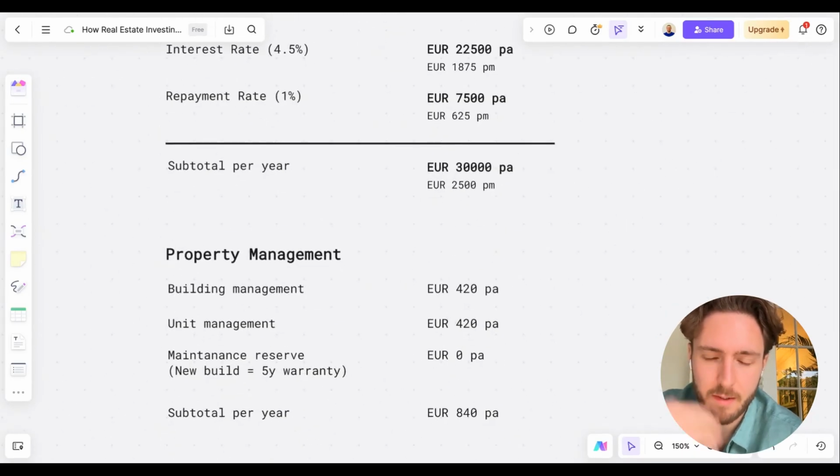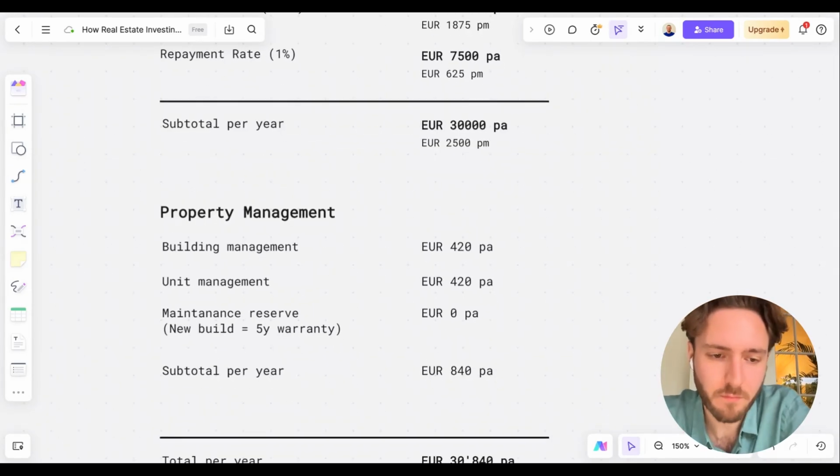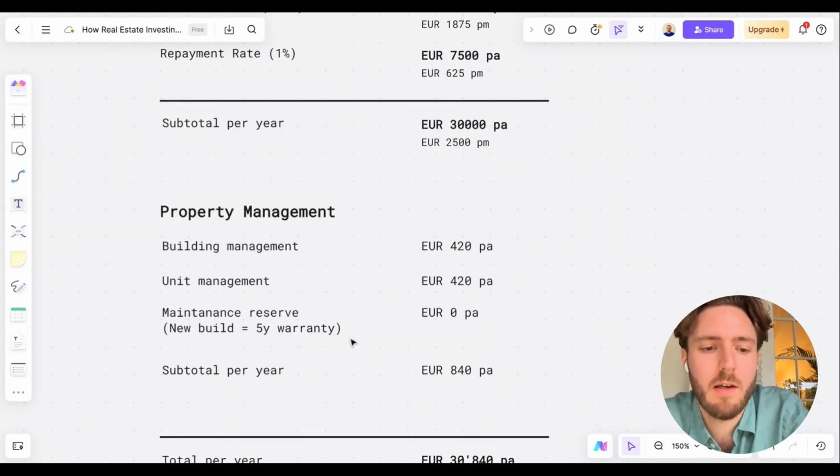Then ideally, you don't really want to manage that property. You actually want to hand that off. So you have a building management, unit management.